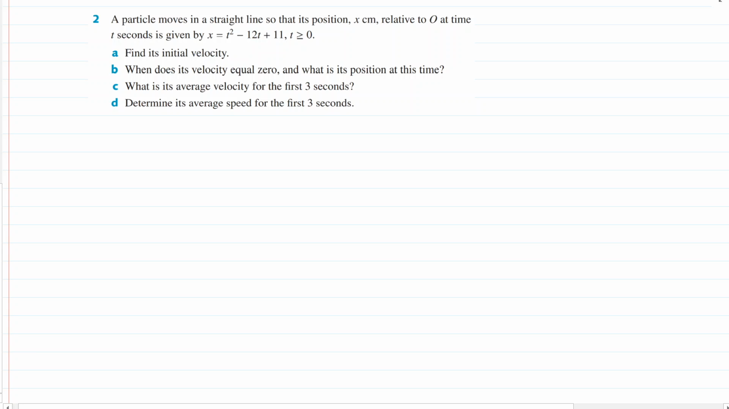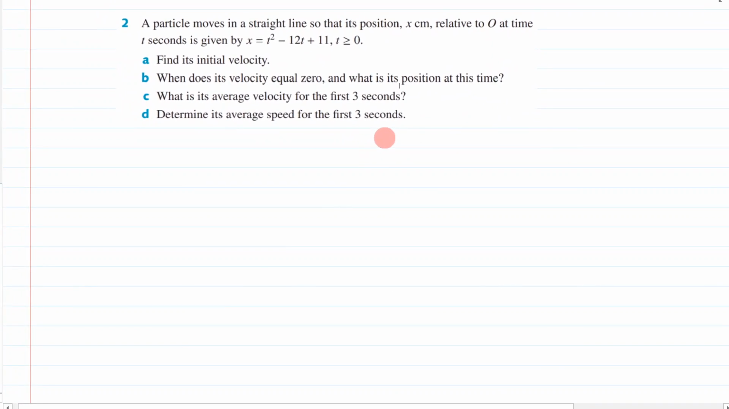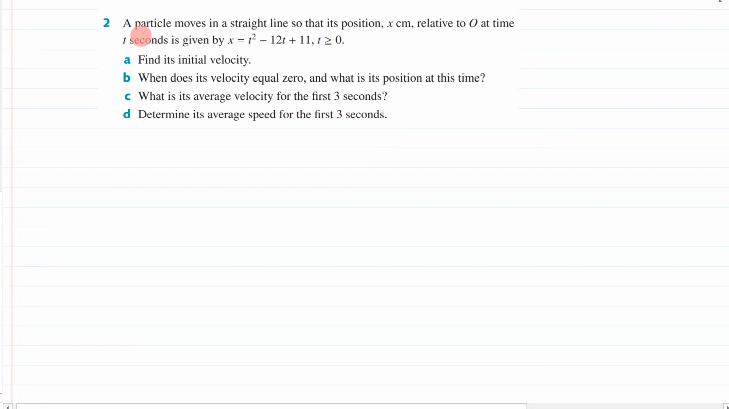Welcome. In this video, we're going to be working through question 2 of exercise 18F. Let's give it a read. It says a particle moves in a straight line, so its position x centimeters relative to the origin at time t seconds is given by this right here: x equals t squared minus 12t plus 11, where t is greater than 0.